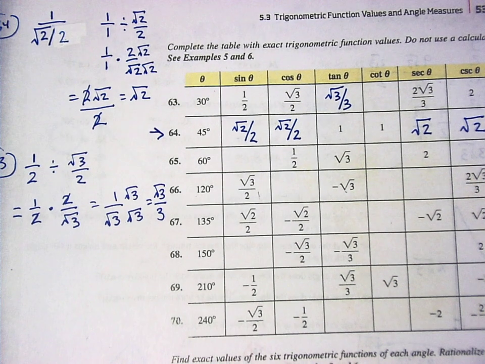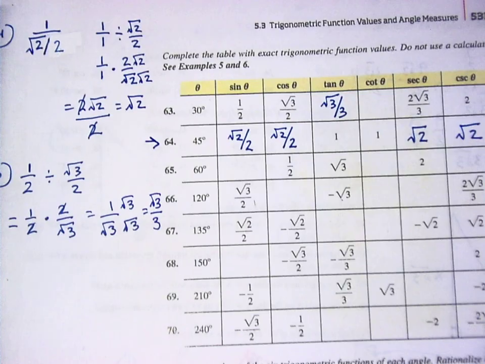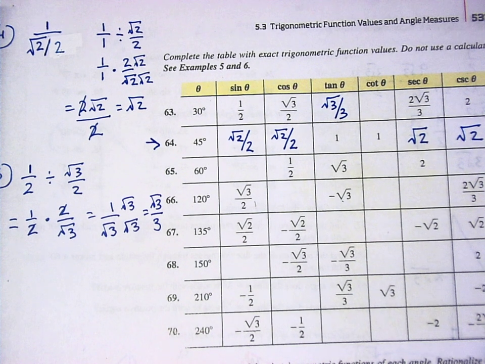With your partner right now, please do the cotangent of theta for 30 degrees. It is not exactly the same. Talk to your partner. Ask me.